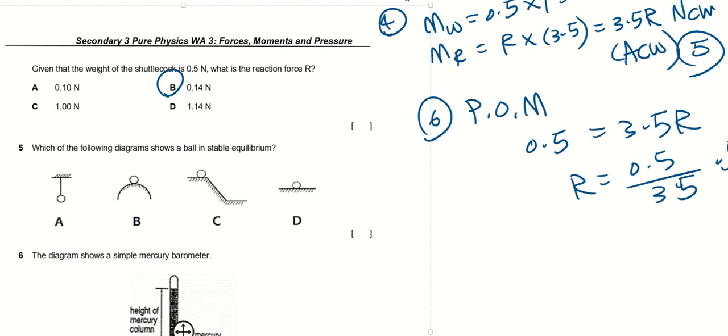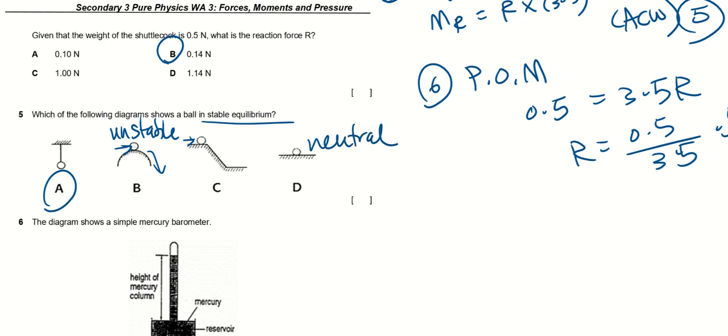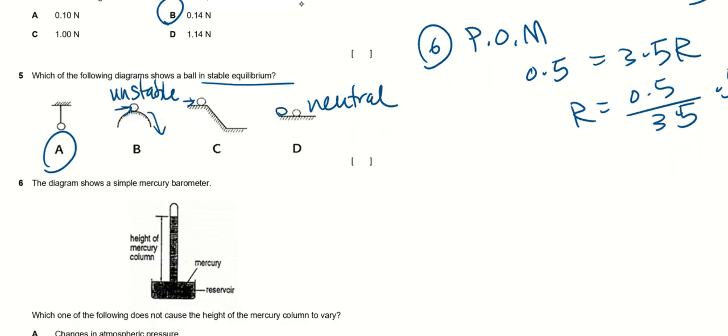Now, question 5, which of the following diagrams shows a ball in stable equilibrium? Stable equilibrium means that if I move it, it will come back to its original position. So answer will be A. So B is actually unstable, because once I apply a force, it will never come back to its original. It will just roll down. C as well, it will be unstable. And D is neutral. Okay, no matter how you roll it around, it will still be at the same position.